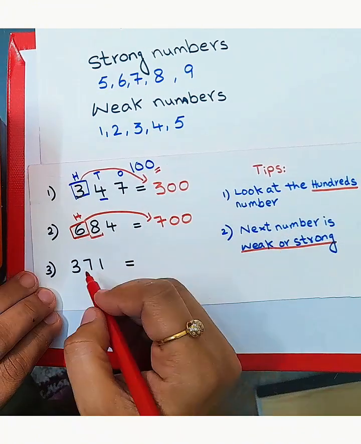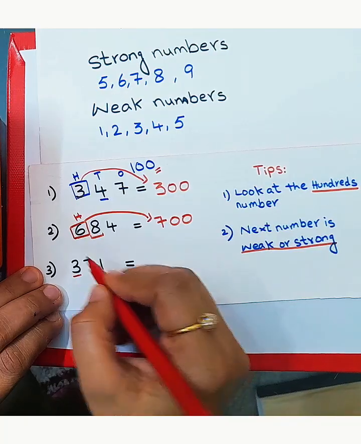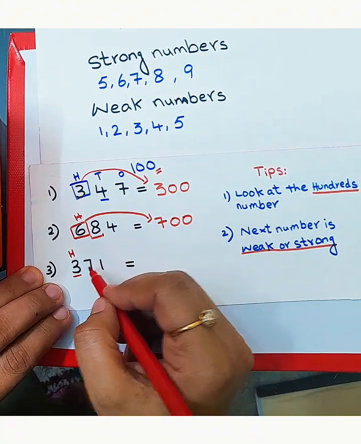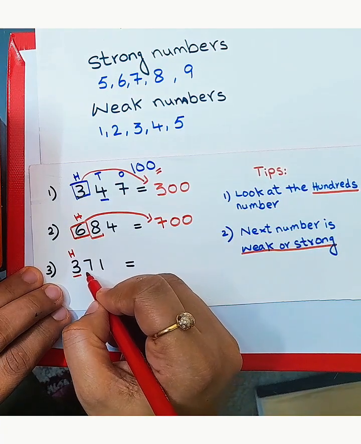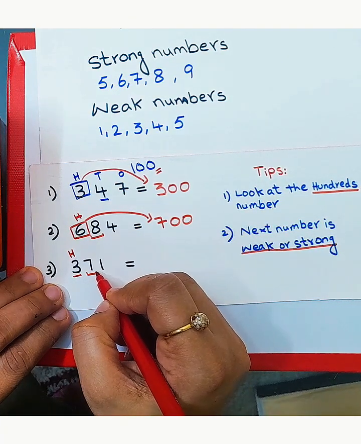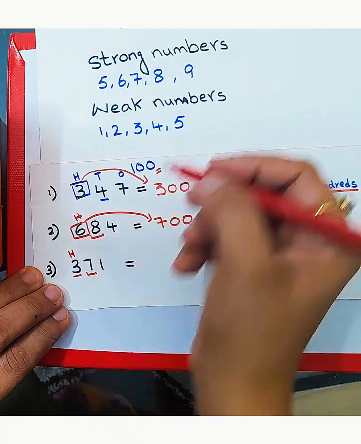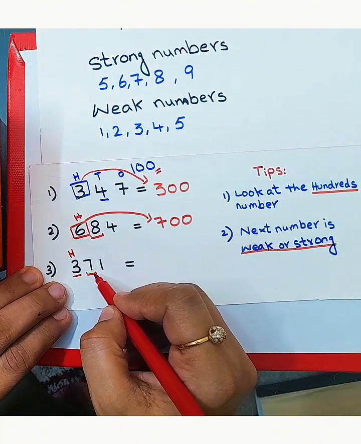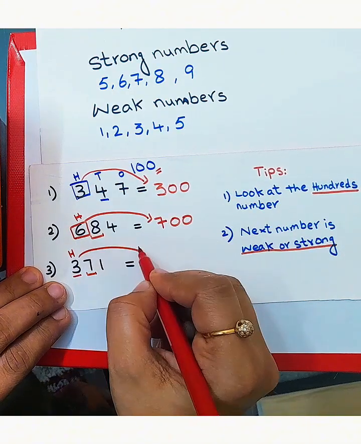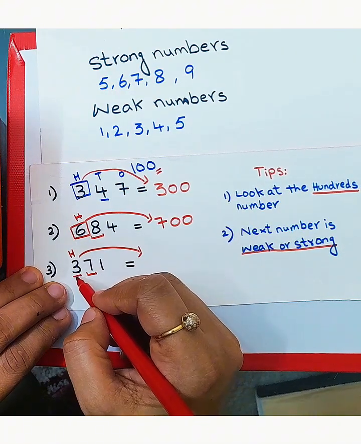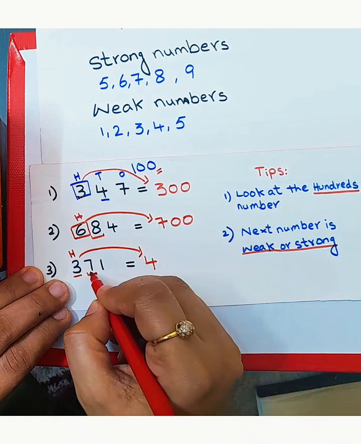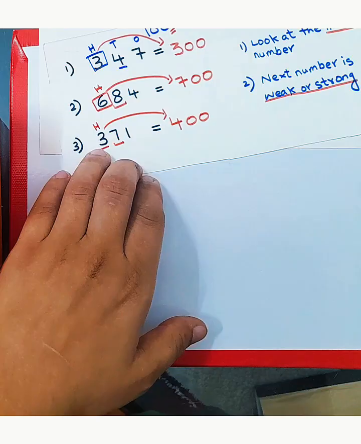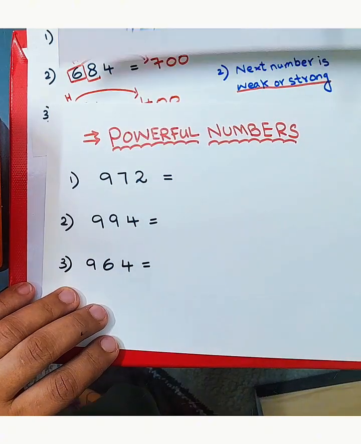Now the third one. Again, you have to focus on your hundreds place, because we are rounding off to the nearest 100. But the next number, whatever it is, you have to focus on it, because it will decide whether this number is weak or strong. But this number is again strong, so it has the power to change this number. This will become the next number, as it has given the power to this number. So 3 will become 4, and the other two numbers will become 0, 0. Easy.